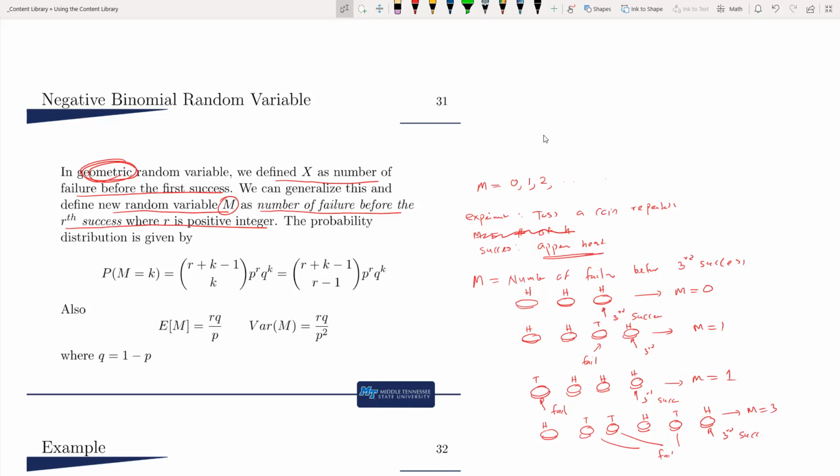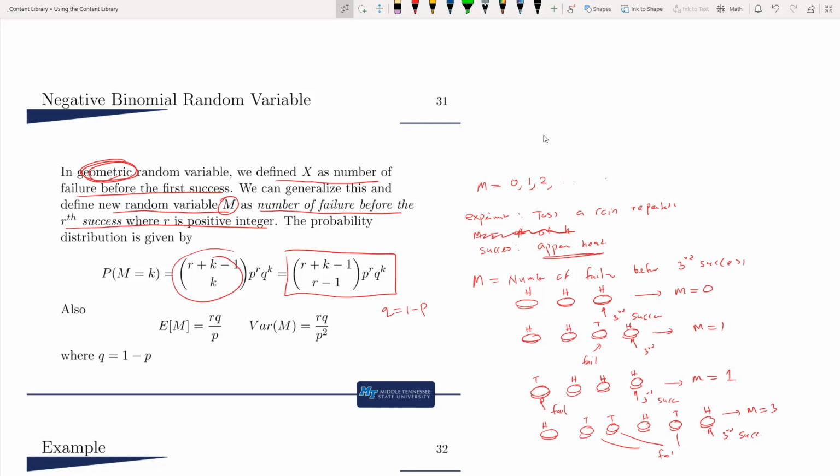The probability distribution of this new random variable is given by this formula. You can show that these two coefficients are the same. The expected value is r times q over p. Remember, q is 1 minus p. And the variance is r times (1 minus p) over p squared. So that would be the variance.